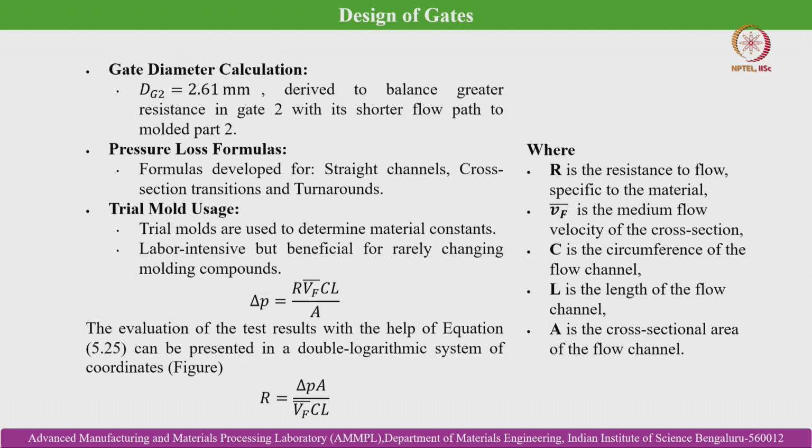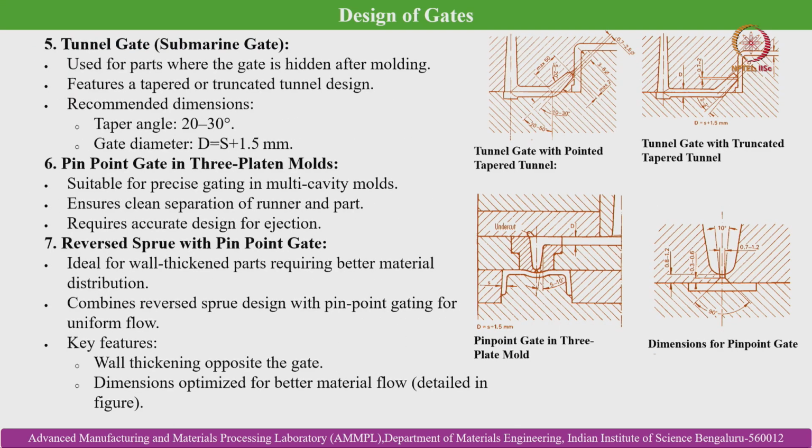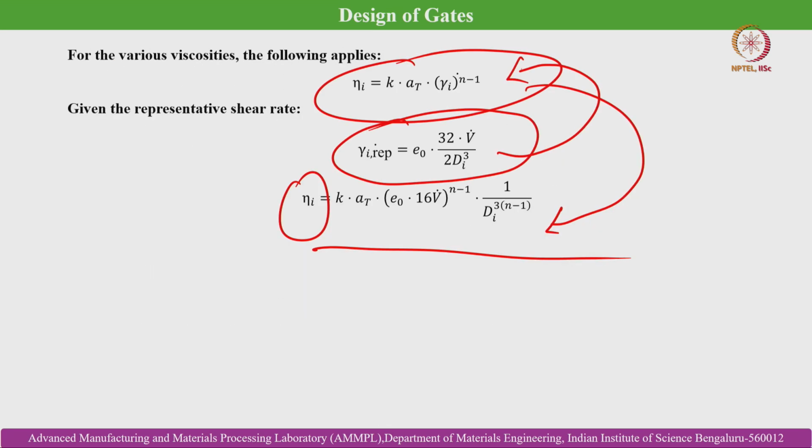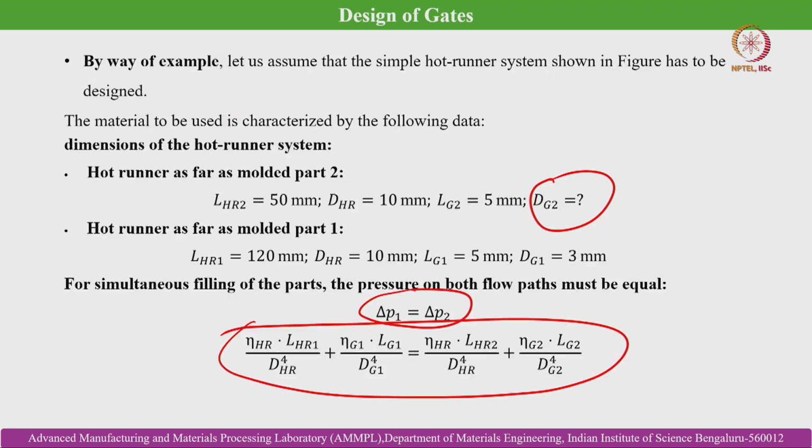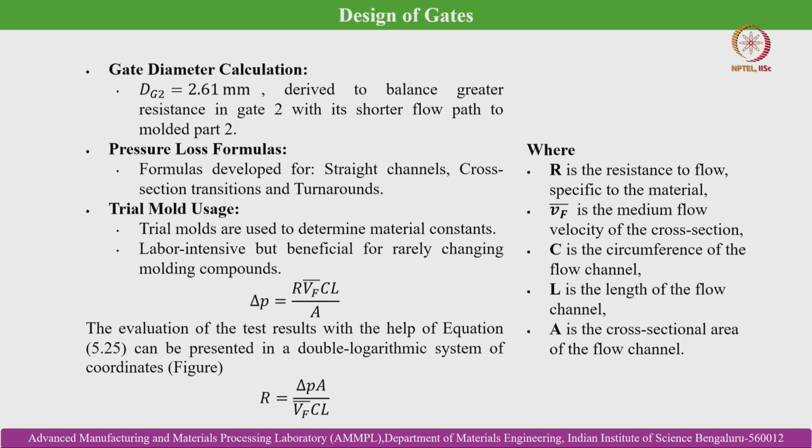So you can see that the flow is more constricted in case of component 2. Why is it so? You can quite easily understand from the geometry itself, because component 2 is nearby to the entry of the liquid melt, hence its diameter is kept lesser. That is why DG2 is less than DG1. So the resistance to flow is kept greater in case of component 2, so that simultaneous filling can be achieved for both the component cavities.